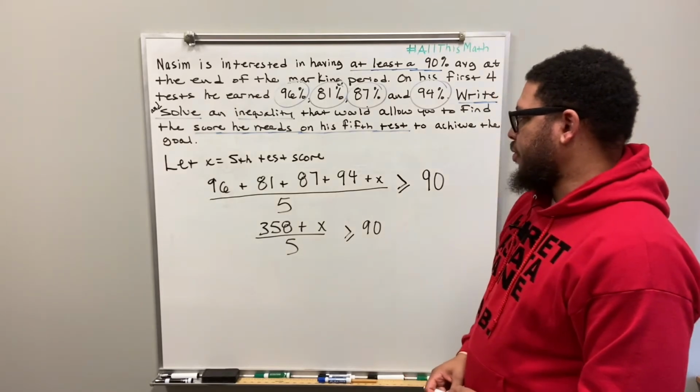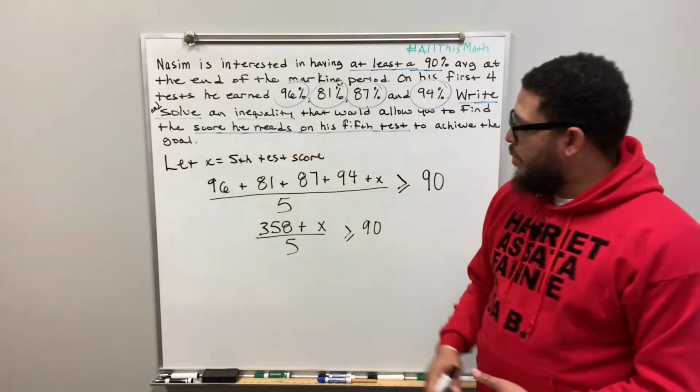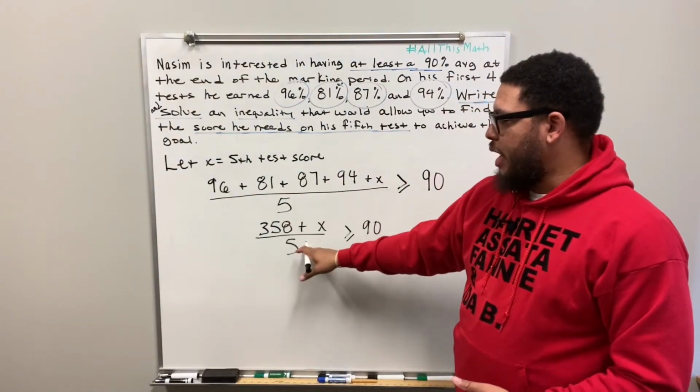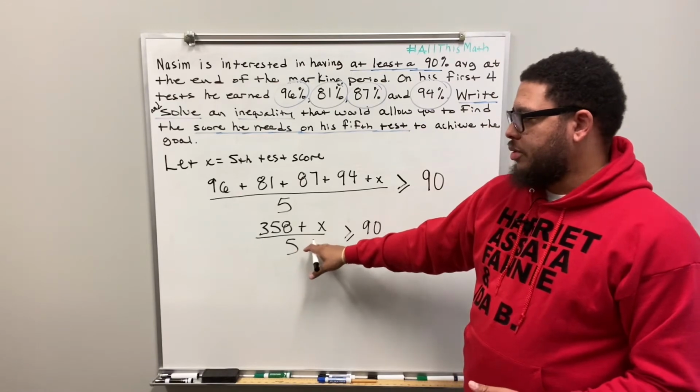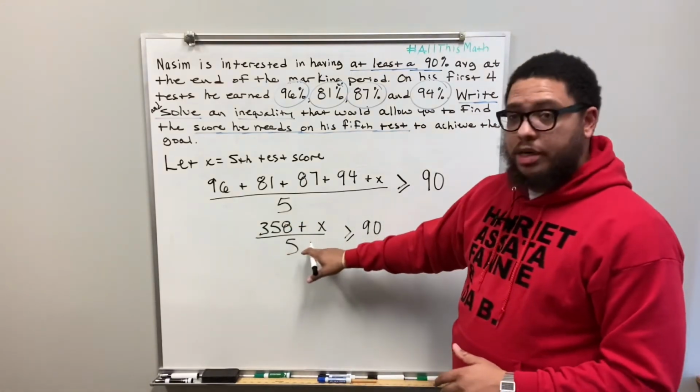Yeah, that's where it came from. All right. Now, next thing I want to do, I'm still trying to get x by itself. So I need to get rid of 358, and I also need to get rid of 5. But I'm going to get rid of 5 first, because if I try to get rid of 358 first, it's going to get real messy.